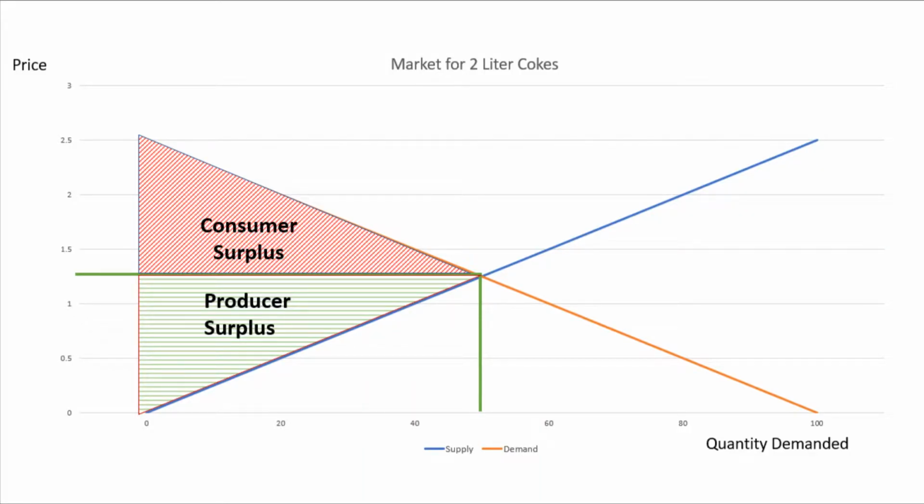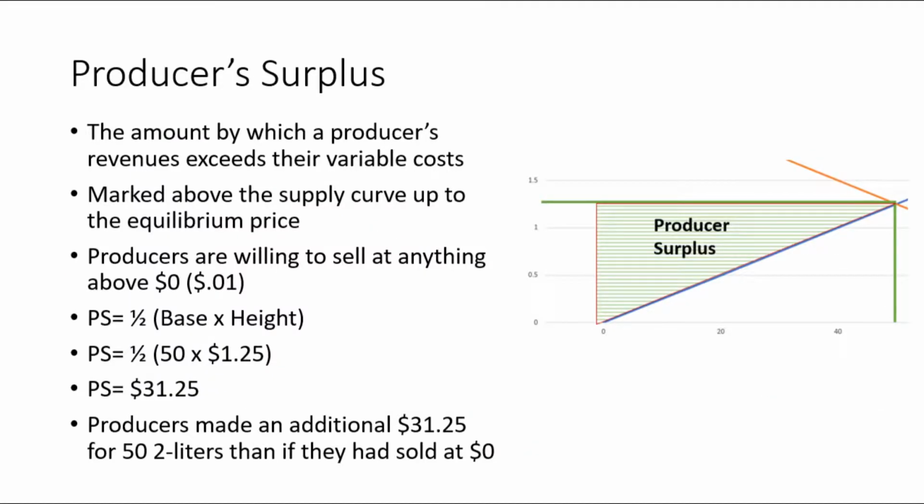Next, we will take a look at producer surplus. Producer surplus is defined as the amount by which a producer's revenue exceeds their variable cost. This is shown on our graph in that producers would not want to sell their goods for anything below $0, but are willing to sell below the equilibrium amount of $1.25.